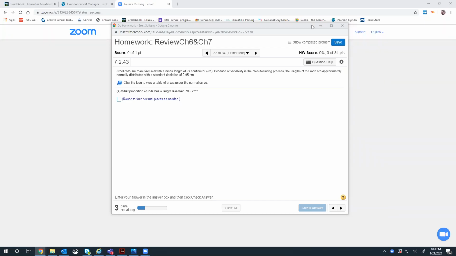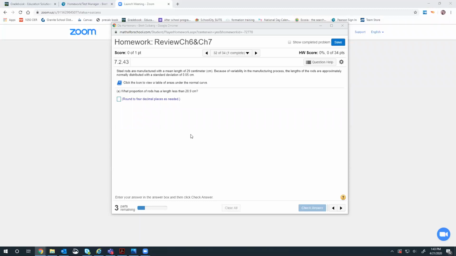All right, I wanted to go over a couple problems from your homework just to make sure you're all on the same page. So let's go ahead and just do two problems from your homework about normal distribution. This problem states steel rods are manufactured with a mean length of 29 centimeters. Because of variability in the manufacturing process, the lengths of the rods are approximately normally distributed with a standard deviation of 0.05 centimeters. What proportion of rods has a length less than 28.9 centimeters?